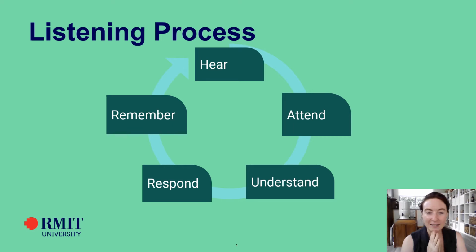Quick diagram of the cyclical listening process. I mentioned hearing. Attending, that's when we actually make ourselves available to listen, not just to hear. Then we've got understanding as the next step in the process, and that involves a bit of interpretation and bringing our own knowledge, our own past experience, our own learnings, and mixing them with what we're hearing and making sense of the message that we're receiving.